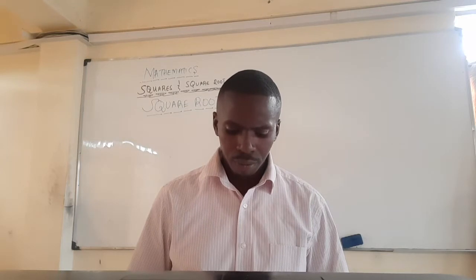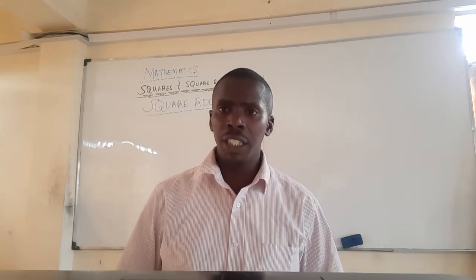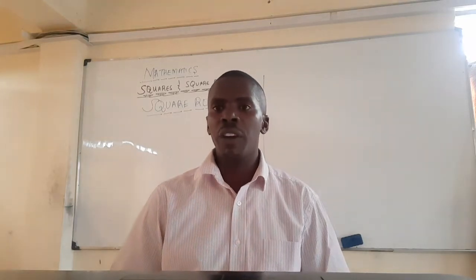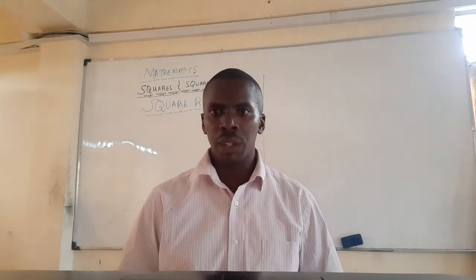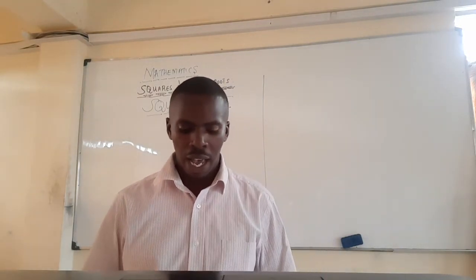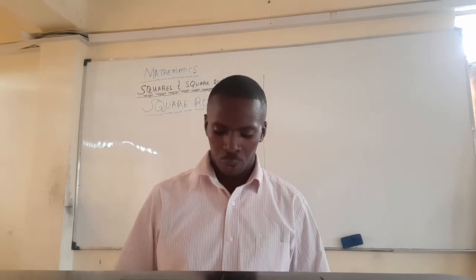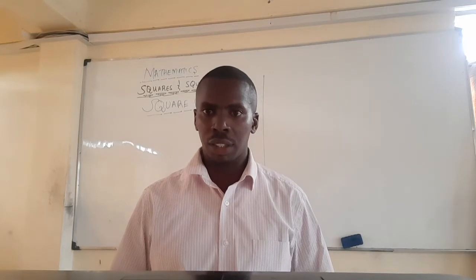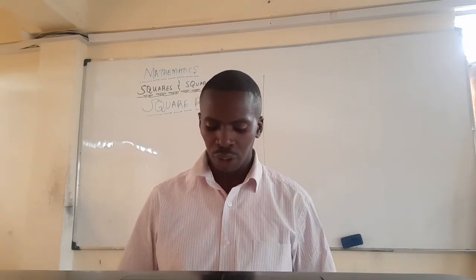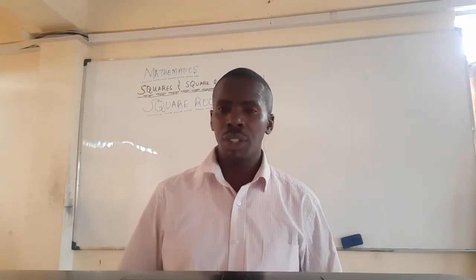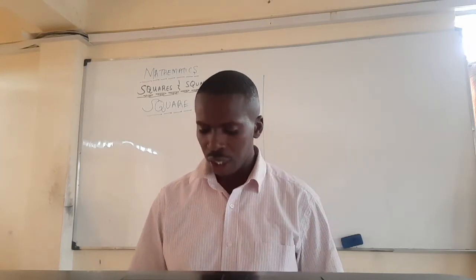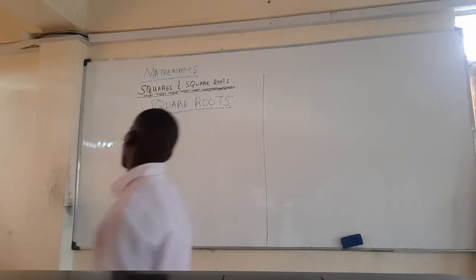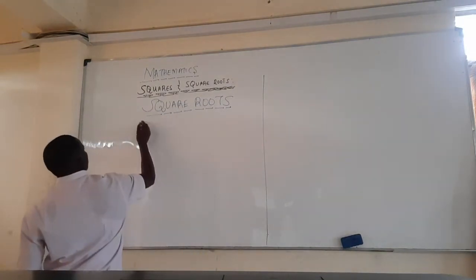Now, there are various methods of finding the square root. Number one, we have factorization, and number two, the square root from the table. You can use tables to find the square root. So we are going to start with the first one, which is factorization.